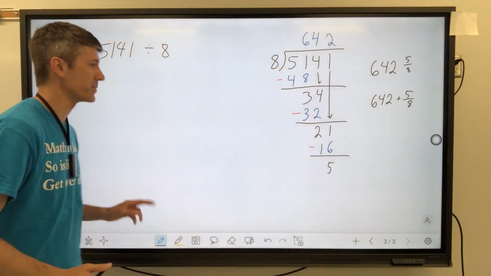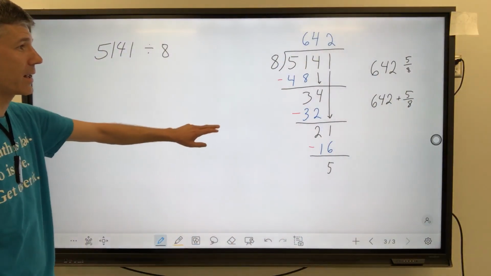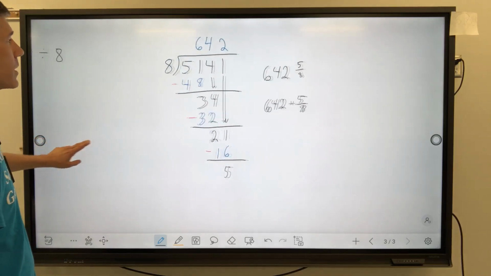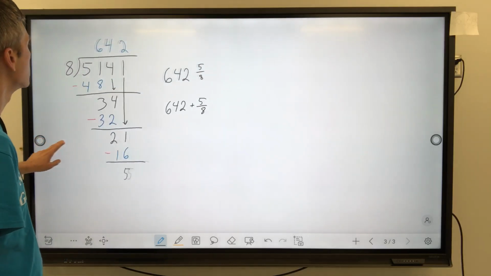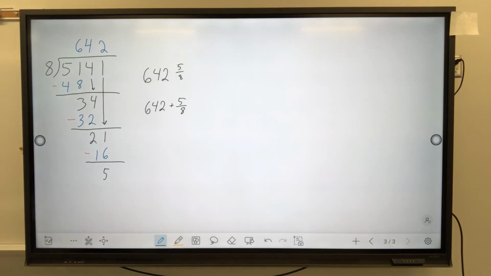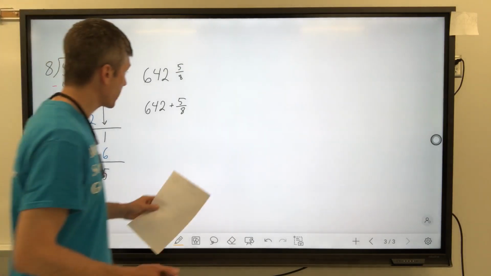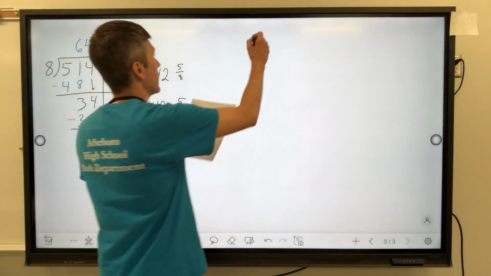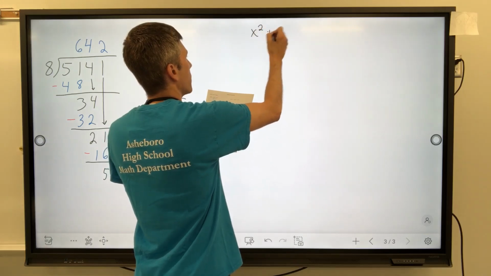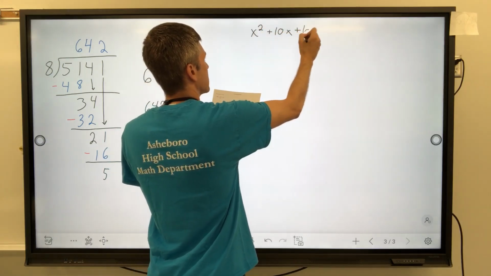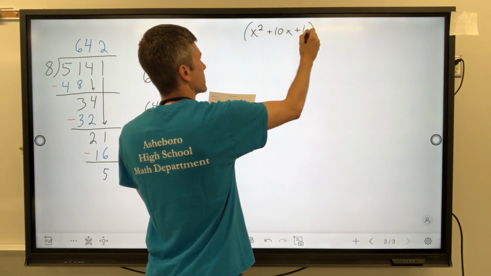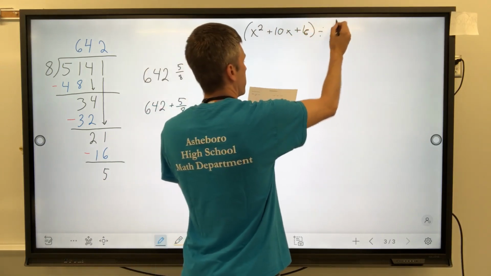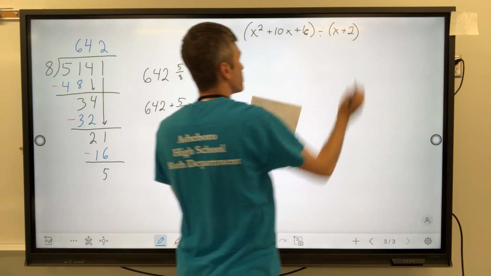Let's look at the next problem. You'll see this process is going to come in handy. Let's actually drag it this way on purpose. There we go. And we're going to write the next problem. And the next problem is written like this. x squared plus 10x plus 16. Well, 16 is dragging there. There we go. Divided by x plus 2.